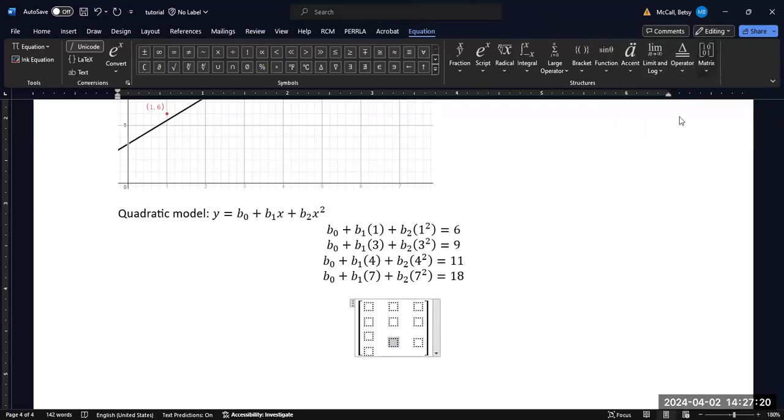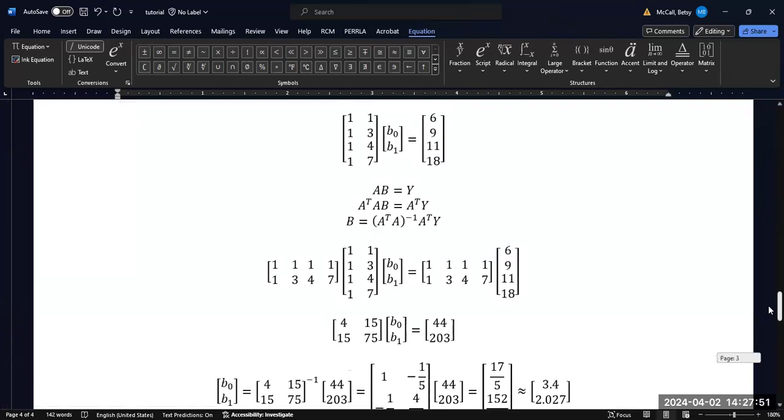And 4 rows. And so this would be 1s all the way down, but then I would have my x values in the second column, 1, 3, 4, 7, and then I would have in the third column all the squares. So 1, 9, 16, 49. But the rest of my equation would otherwise be the same.